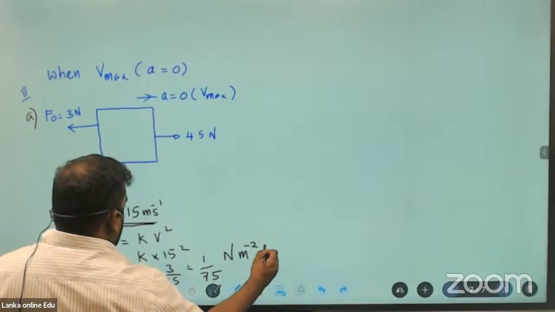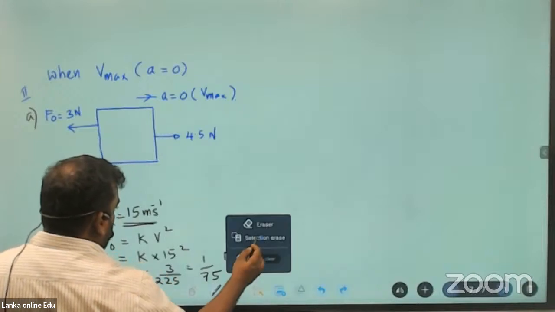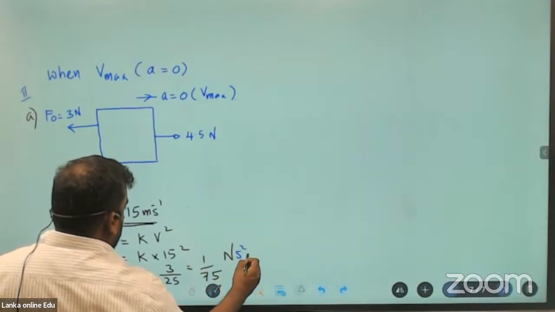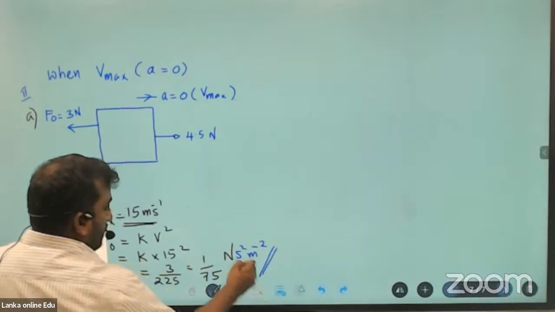M minus 2 is positive 2. That means s squared, M minus 2. You must put the unit, otherwise it can't be accepted.